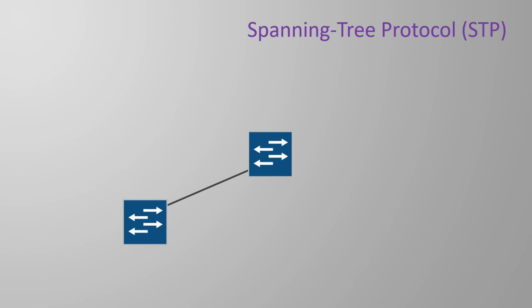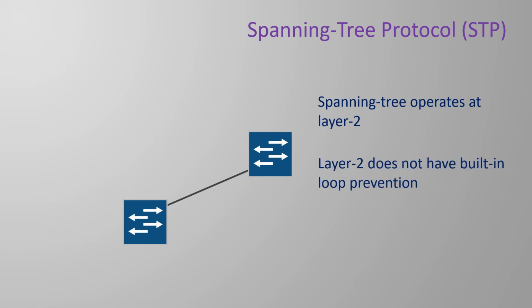The key points to remember right now are: SpanningTree works at layer 2. Layer 2 does not have any built-in loop prevention. Layer 3 does have loop prevention. This is the time to live field in the IP header. Here you can see the benefit to really understanding the lower levels of the OSI model. This doesn't seem too hard so far, right?